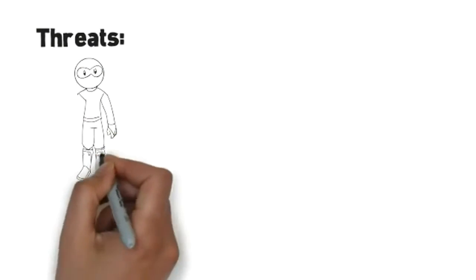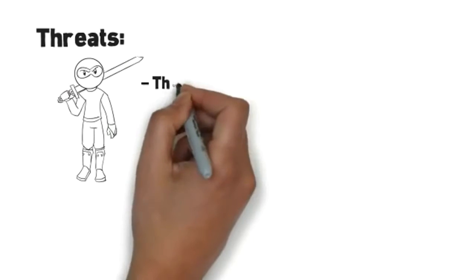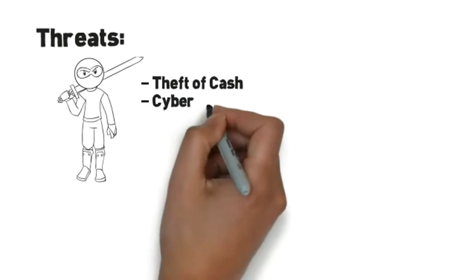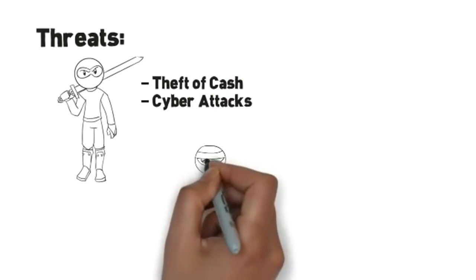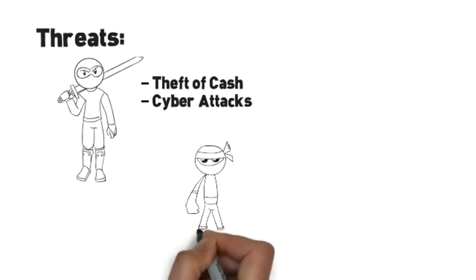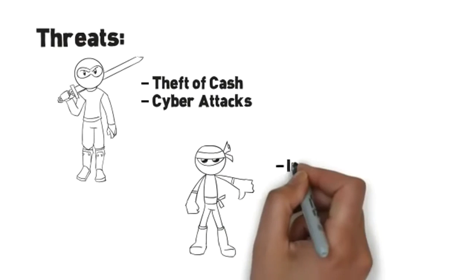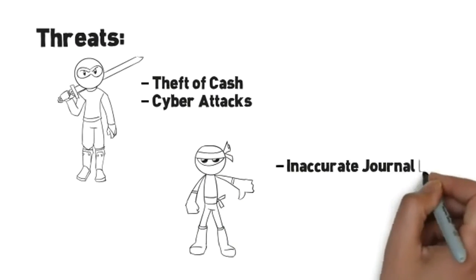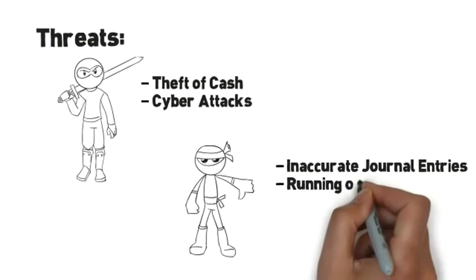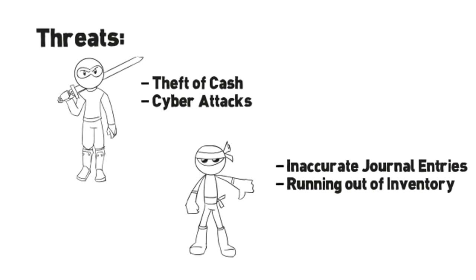Now there are possible threats throughout the entire process. When you think of a threat to a business, you may think of something malicious like the theft of cash or a cyber attack. While these definitely are threats, other threats can be things that will negatively affect the business, such as inaccurate journal entries or running out of inventory. So let's look at some general threats to the revenue cycle.